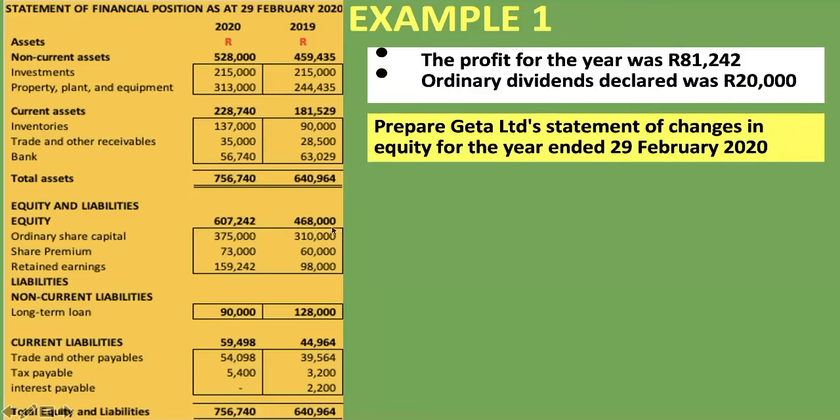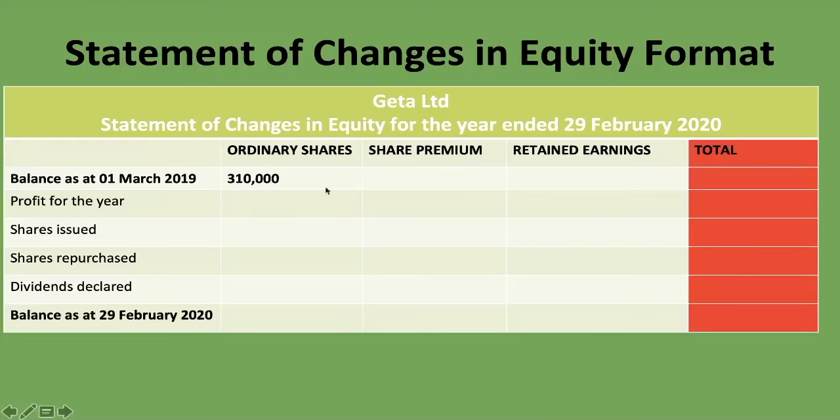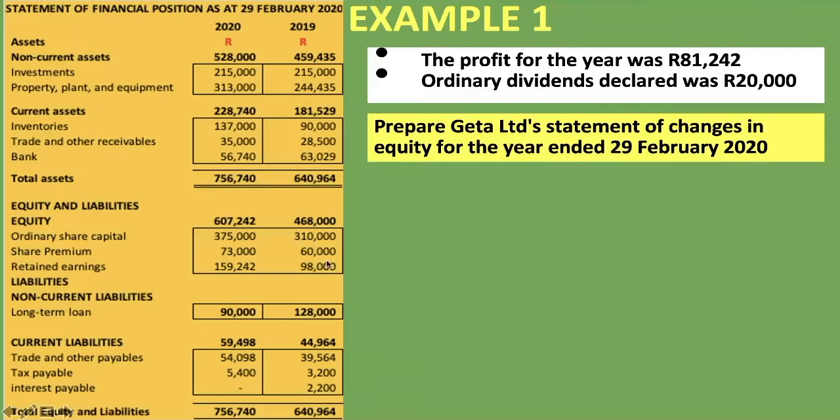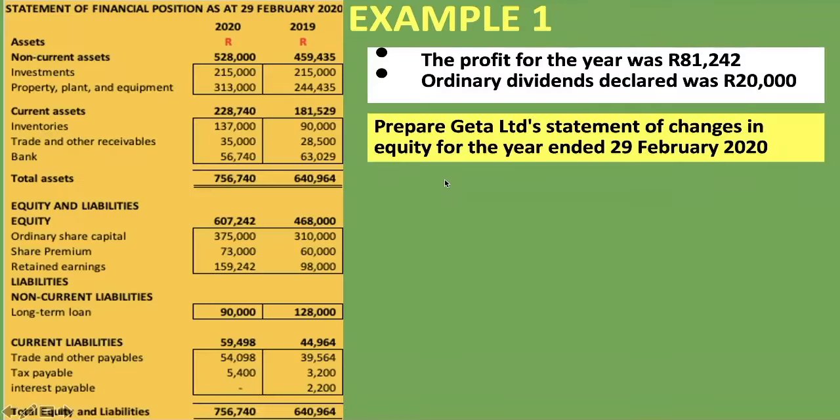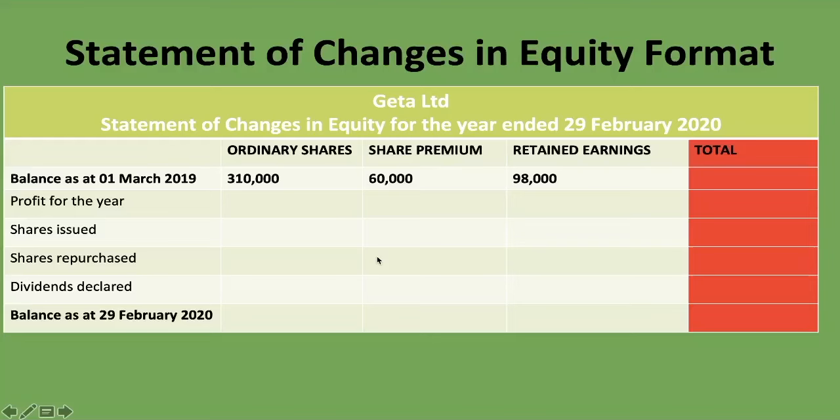So for ordinary share capital, you can see it's 310. Remember, we're looking at the beginning of the period. That means it's at the end of the year ended 28 February 2019. That will be the opening balances for 2020. So we'll take the 310 and we will put it here as the balance as at the 1st of March 2019, which is the beginning of this financial period, and we put it there under the ordinary shares column. And then the share premium, if we go back, you can see it's 60,000 Rand. So we'll take that and put that here, 60,000 Rand. And then the retained earnings, you can see it's 98,000 Rand, and we'll put that down there.